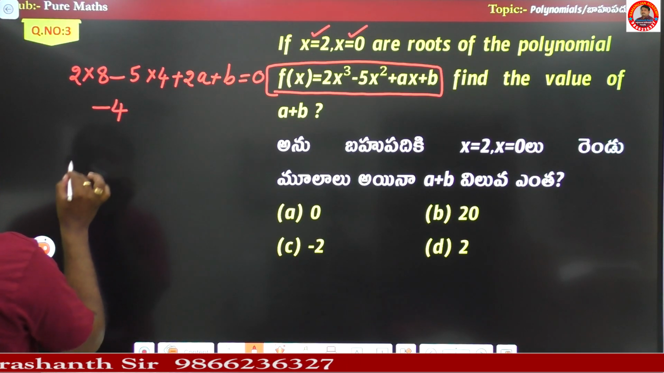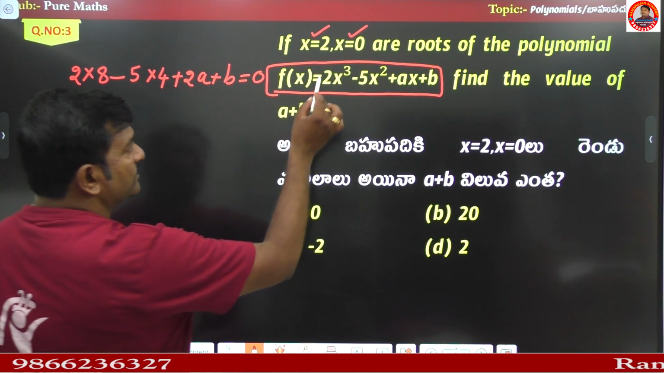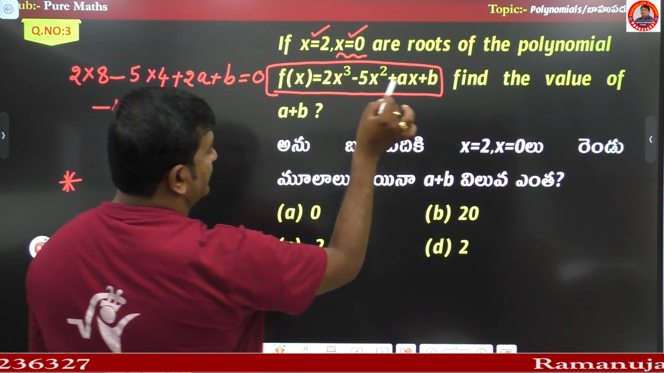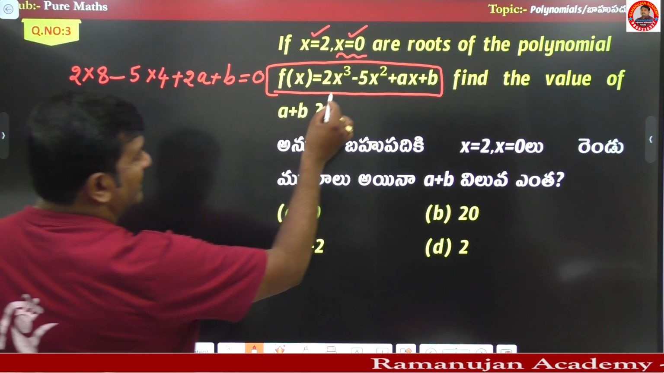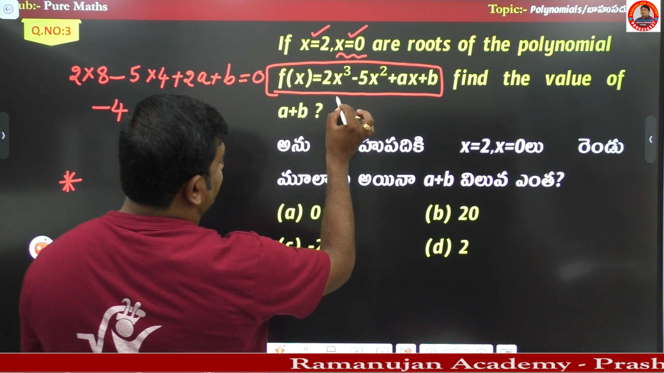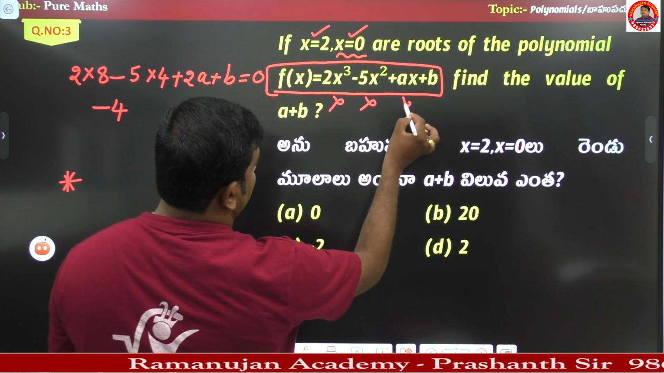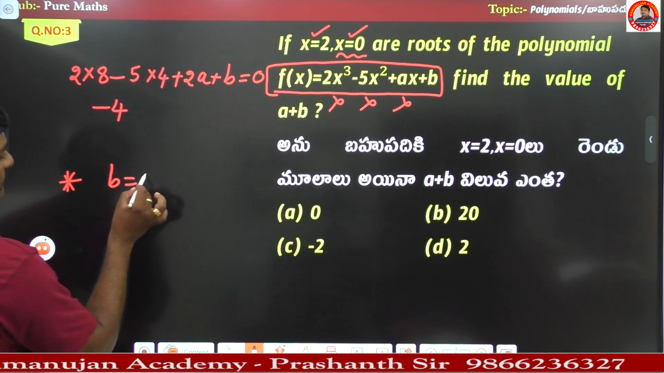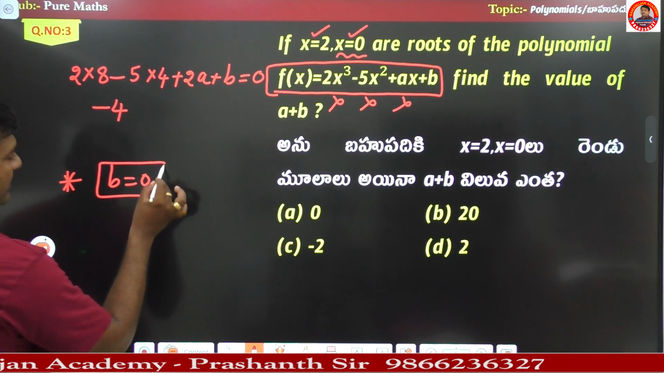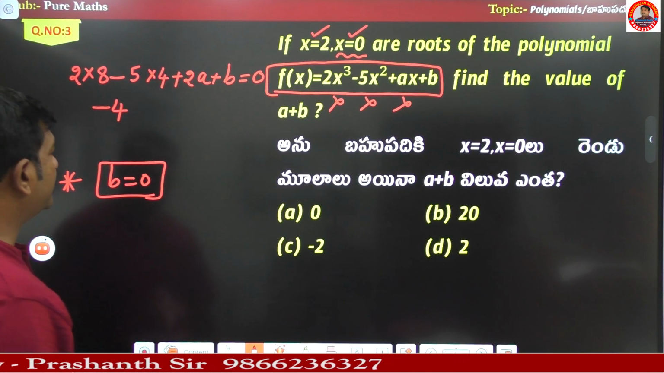Of course, this is not wrong, this is right only. But first what we do is, since x equal to 0 is there, first we will substitute this value so that you will get the answer easily. Wherever x is there, putting 0, this value 0, this value 0, even this value also 0. Therefore b is equal to 0. If you put x equal to 0, the b value you get is 0.